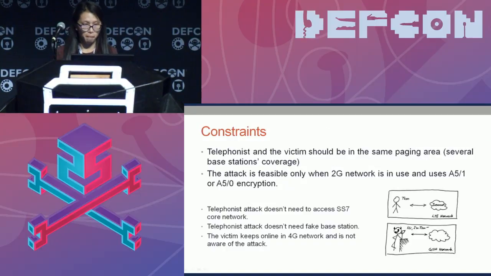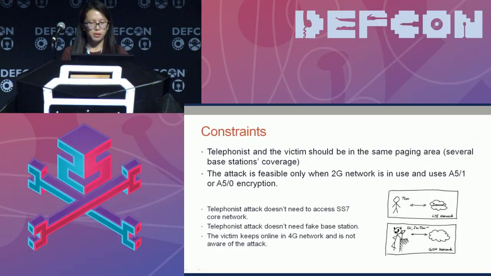Now, you may think, oh, this vulnerability is so dangerous, but we want to emphasize that you shouldn't worry so much. There are some constraints. In this page, we summarize the constraints to launch the attack. Firstly, the telephonist and the victim cell phone should be in the same paging area. It may be several base stations' coverage. And secondly, the attack is feasible only when the 2G network is in use and uses A5/1 or A5/0 encryption.